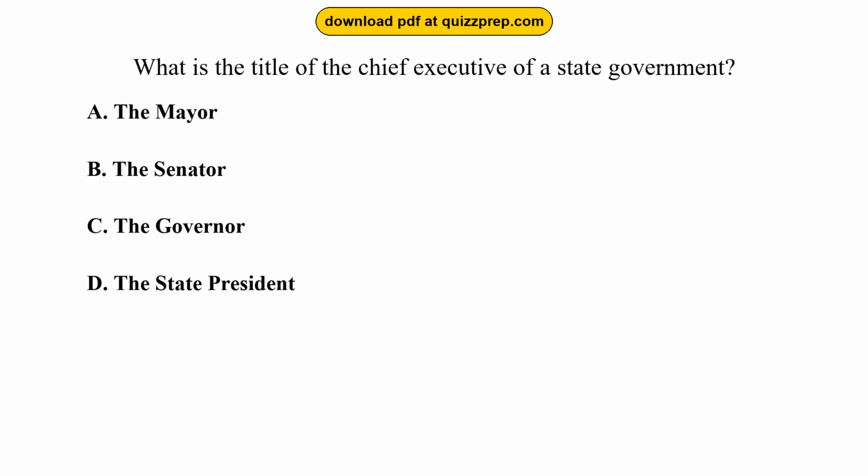Question 10. What is the title of the chief executive of a state government? Option A, the mayor. Option B, the senator. Option C, the governor. Option D, the state president. The correct answer is option C, the governor. The governor is the elected executive head of a state government in the United States.